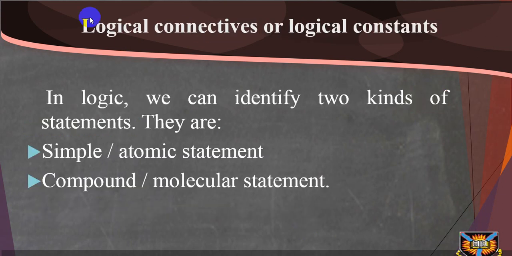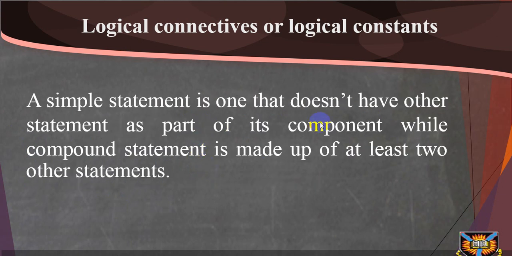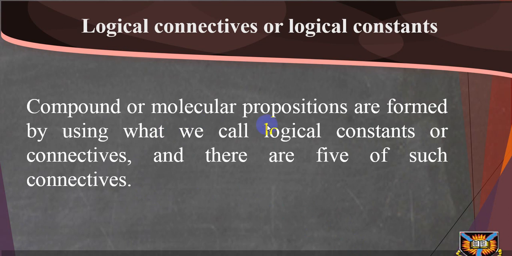Logical connectives or logical constants. In logic, we can identify two kinds of statements. On the one hand, we have simple or atomic statements. A statement is simple if it has no other statement as part of its component. For example, the statement "it is raining" is a simple statement. On the other hand, we have compound or molecular statements.